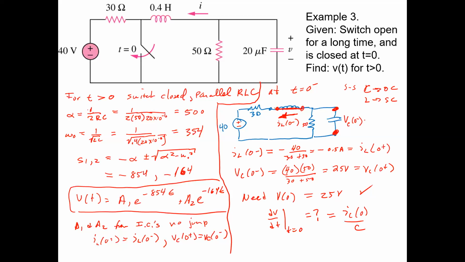Mm-hmm. Is it 2.5? 200 over 80, yeah. Sounds good, 2.5. Oh yeah, it's 2,000 over 80, right? Okay, so it's 25.